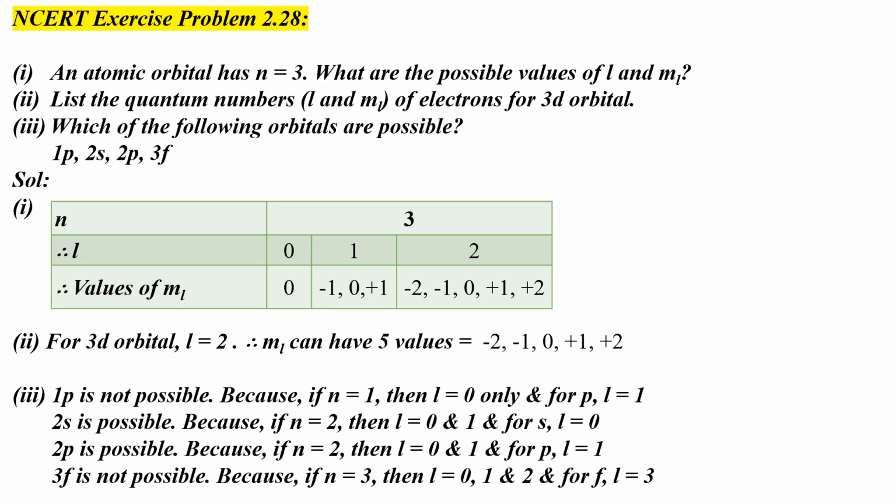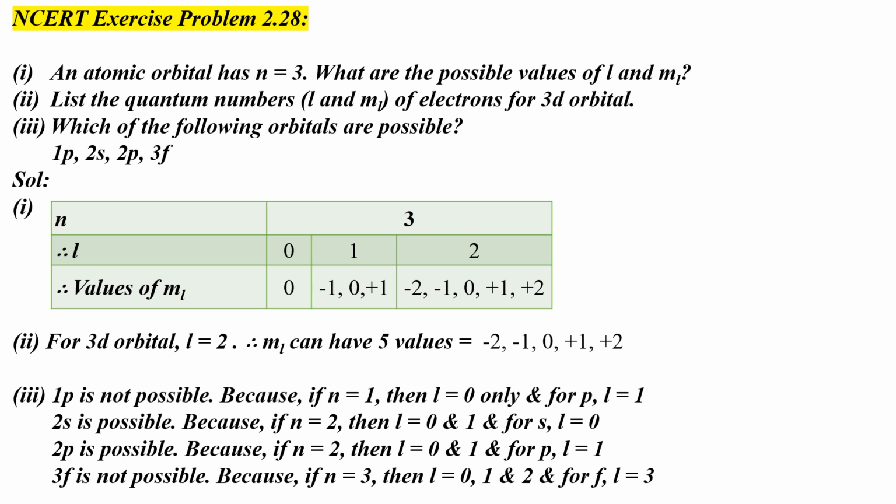Here's exercise problem 2.28. Here there are 3 questions. The first question is, an atomic orbital has n equal to 3. What are the possible values of L and Ml? Let's try to solve this first. I worked this out in the tabular form. Now we know the value of n is 3. So when n is 3, L can have 3 possible values. And what are they? 0, 1 and 2.